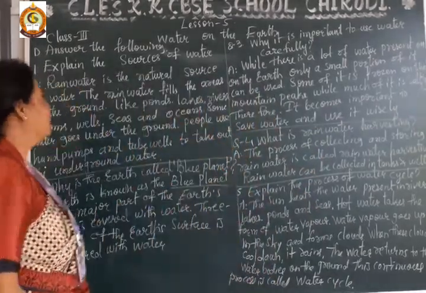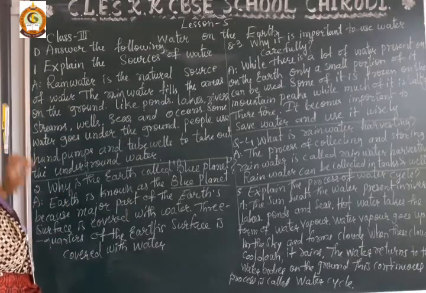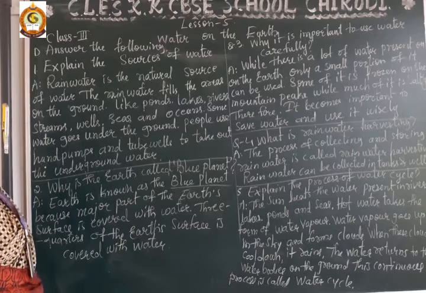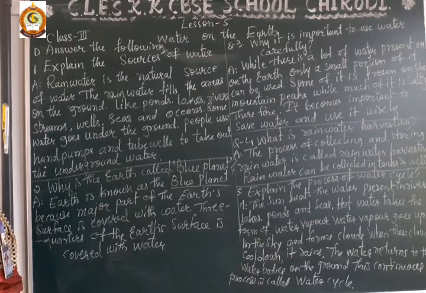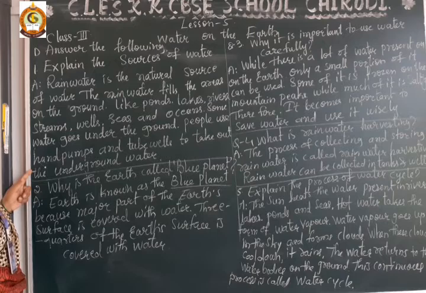Okay, dear student, so first question is explain the sources of water. Here rainwater is natural source of water. The rainwater fills the areas on the ground like ponds, lakes, rivers, streams, wells, seas and oceans. Some water goes under the ground. People use hand pumps and tube wells to take out the underground water.